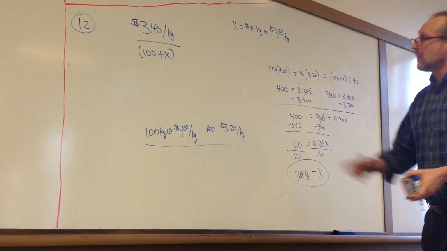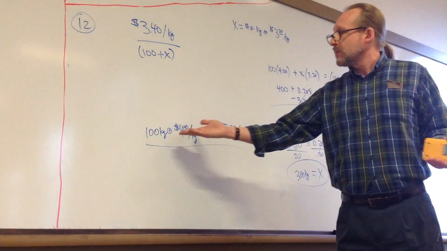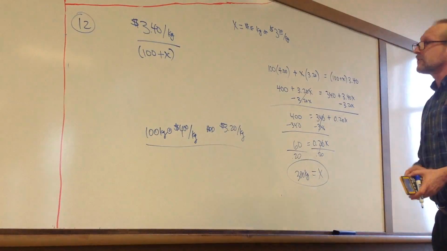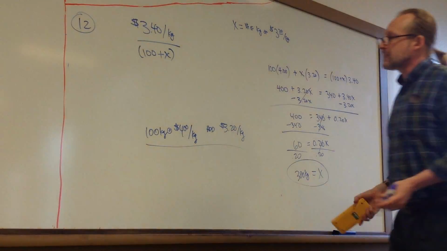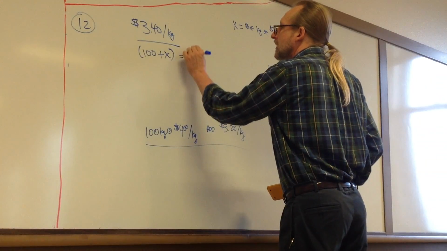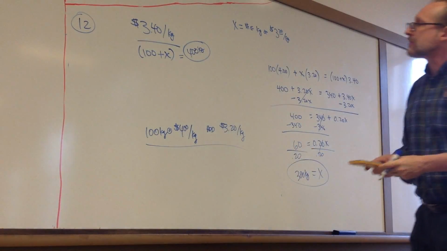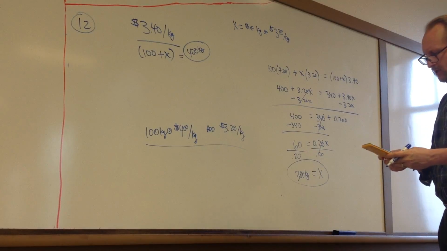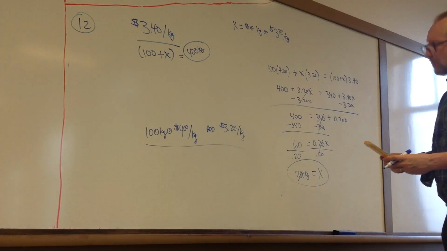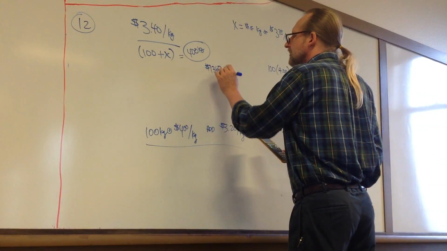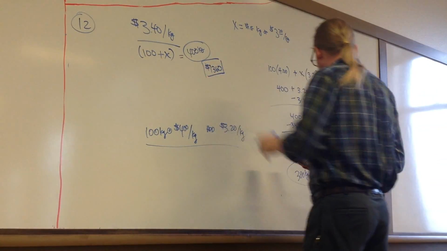So that's quite a lot. But I guess, I mean, if you want to bring the price down, you're going to have to add in a lot of these less expensive nuts. So what is that saying? That's saying our final mixture here is going to be 400 kilograms at $3.40 a kilogram. So that's 400 times 3.40. So that's a total cost of $1,360.